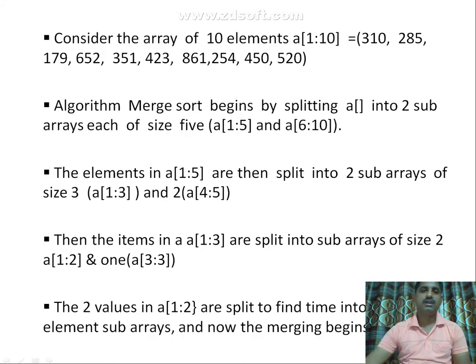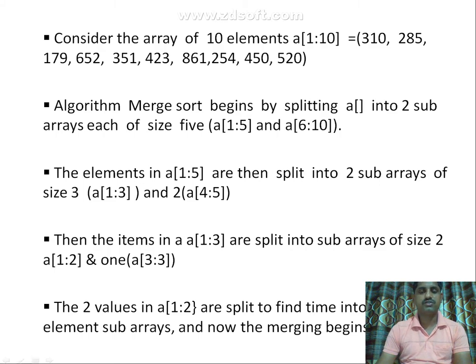For example, consider the array of 10 elements, that is A[1:10] equal to 310, 285, 179, 652, 351, 423, 861, 254, 450, 520. So totally 1, 2, 3, 4, 5, 6, 7, 8, 9, 10 elements. So the algorithm works on A[1:10].